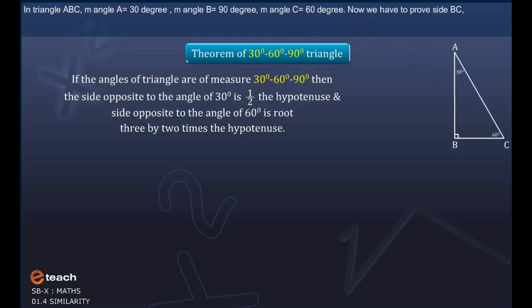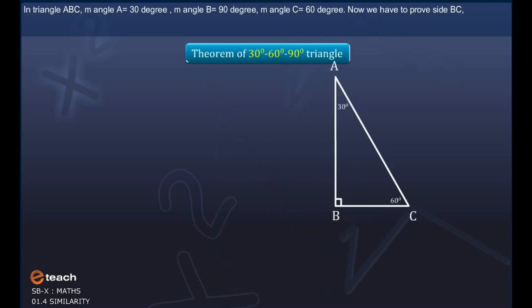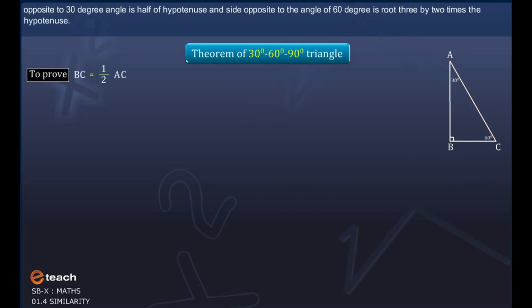In triangle ABC, measure of angle A is equal to 30 degree, measure of angle B is equal to 90 degree, measure of angle C is equal to 60 degree. Now we have to prove side BC opposite to 30 degree angle is half of the hypotenuse and side opposite to the angle of 60 degree is root 3 by 2 times the hypotenuse.